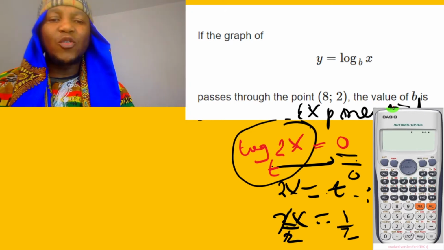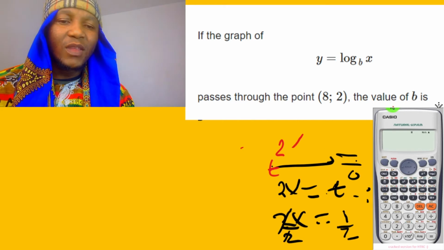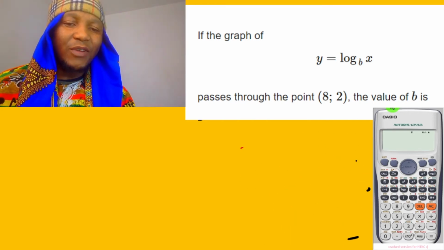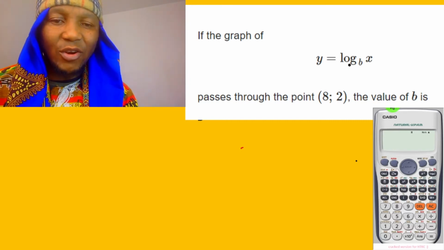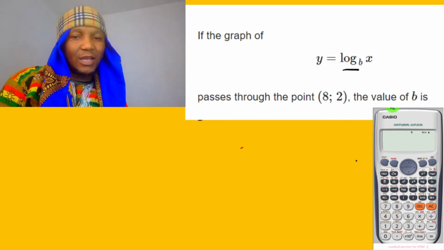So for that case, now if you look carefully in this example, realize we have a log on one side. Yes, we have a log on one side, which is the right. Okay?